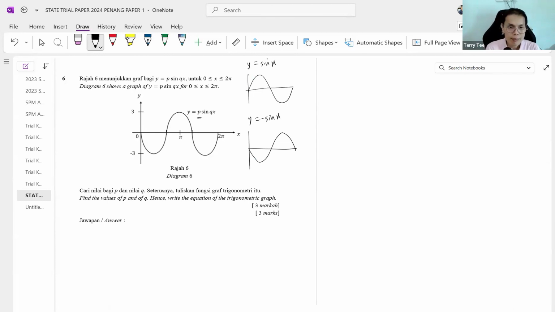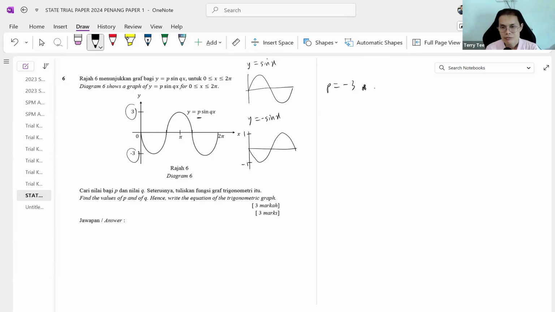Another thing is your amplitude. When you stretch it, you can see initially it is -1 and 1. Now you stretch it to -3 and 3. So based on this, we know that your p value is -3.